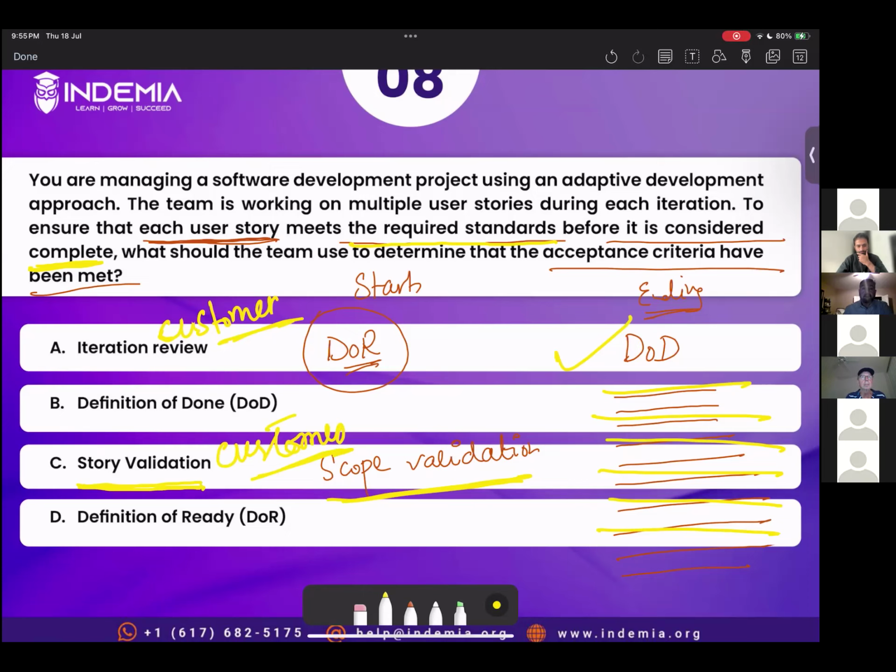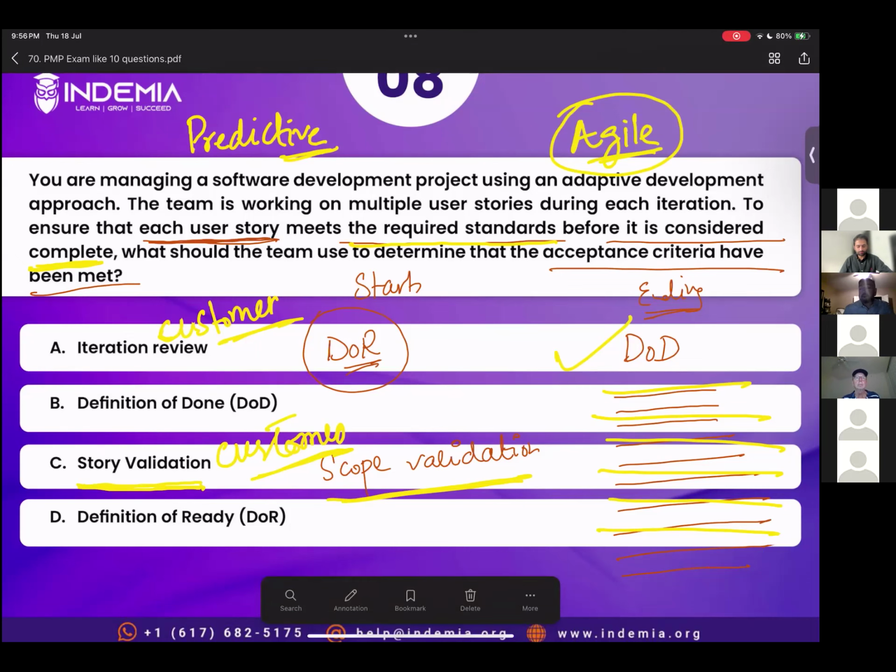Francis, go ahead. My question is, we are talking about the adaptive development approach. Don't we go in stages rather than iterations? Yeah, adaptive is iteration. Adaptive is agile, so another name for adaptive is agile. One is predictive, right? Predictive is waterfall and adaptive is agile. In adaptive, you use iterations and sprints. Make sense, Francis? All right, so the correct answer is option B.